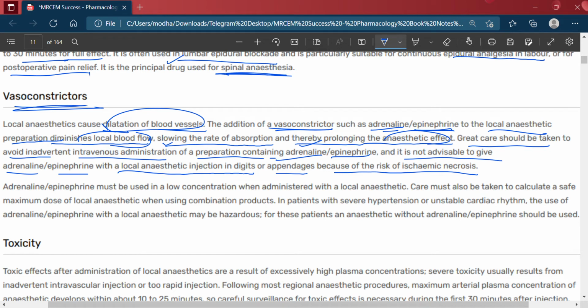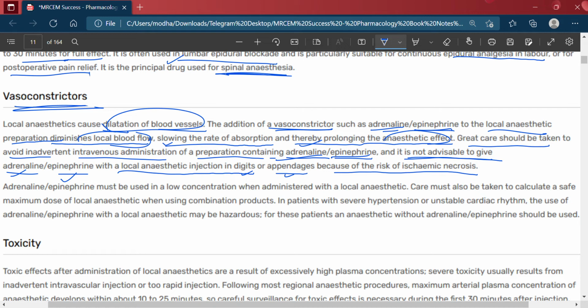Great care should be taken to avoid inadvertent intravenous administration of the preparation containing adrenaline or epinephrine, and it is not advisable to give adrenaline and epinephrine with a local anesthetic injection in the digits and appendages because of the risk of ischemic necrosis.